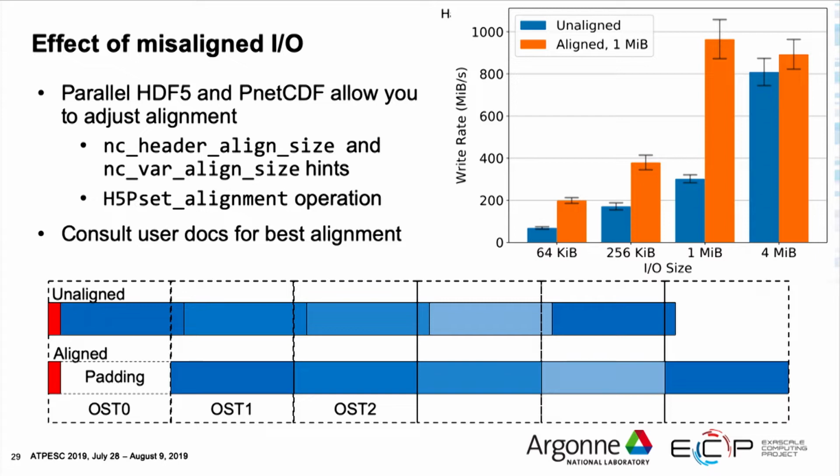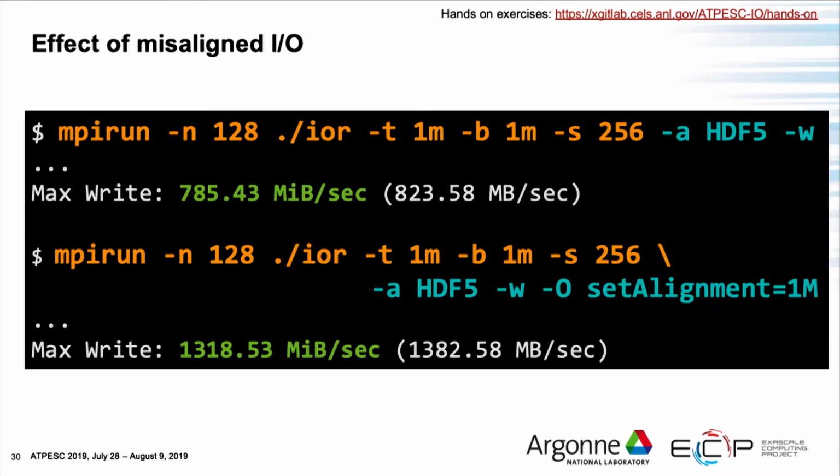And this graph in the top right shows the performance difference of doing this top case, which is unaligned I/O, and the bottom case, the same exact amount of data, the same exact application kernel for I/O. The only difference is that in the bottom case you're issuing one of these hints, either the H5Pset_alignment operation or these hints for PnetCDF, to tell it, I really want to make sure that this header is not screwing up the alignment on my data. And the difference in performance is very dramatic. So in kind of the worst case, you're losing more than 2x performance, aligned versus misaligned, when you're writing 1 megabyte blocks.